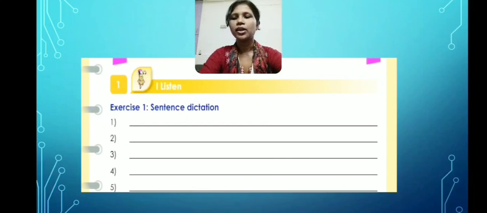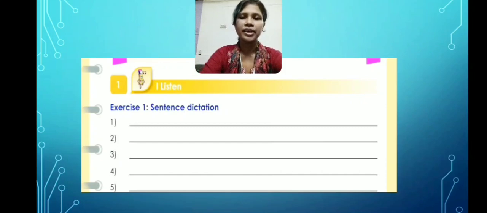Full stop. Now the next one is, the air smelled pleasant after it rained. Please write down this sentence in the past tense. The air smelled pleasant after it rained. Full stop. Now let us move towards sentence number 4.